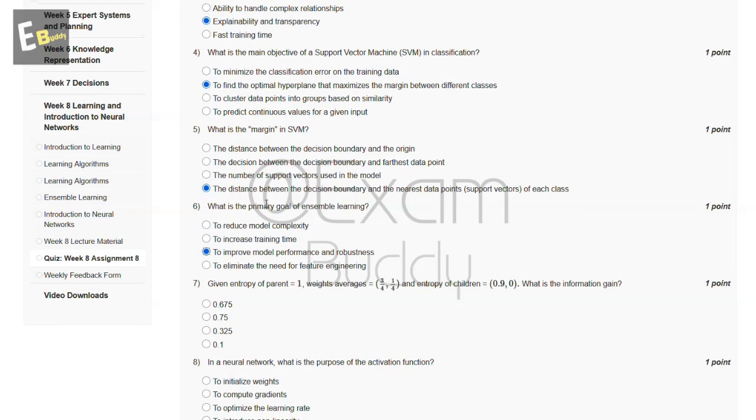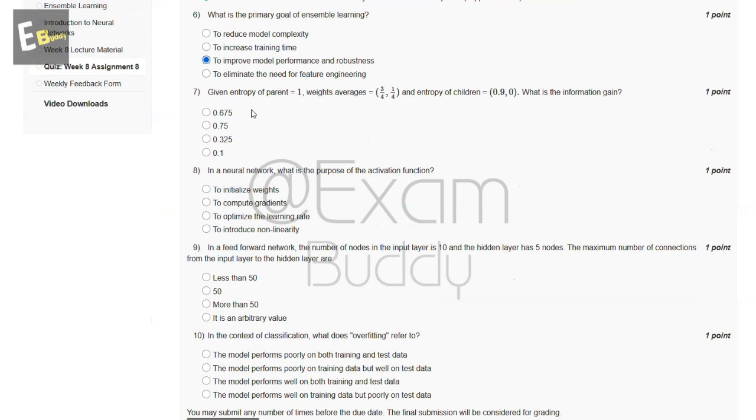Now the seventh question is given entropy of parent 1, weighted averages equal to 3/4, 1/4, and entropy of child 0.90. What is the information gain? So these are the options and the answer of our seventh question is C.